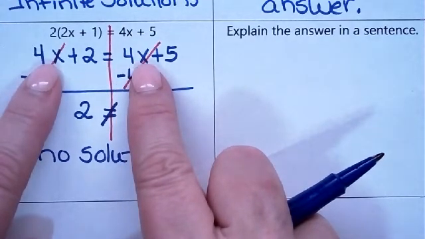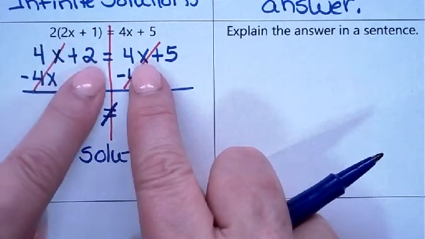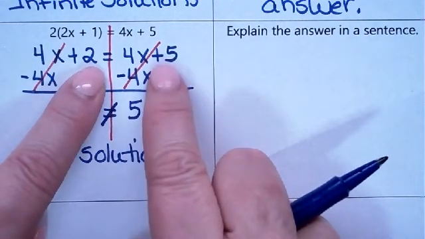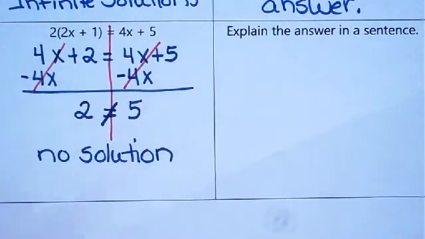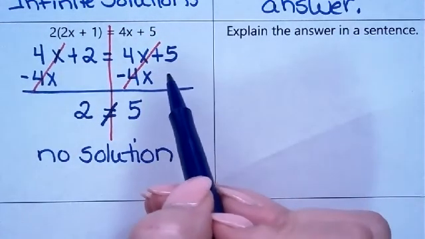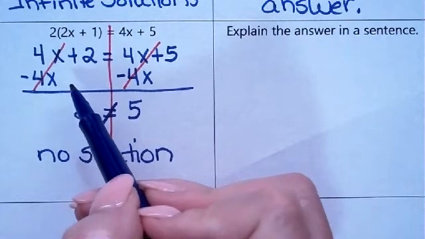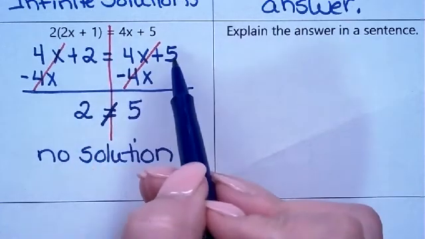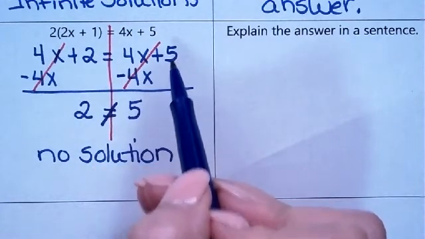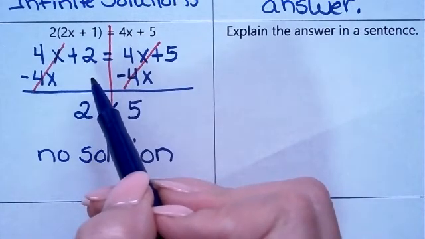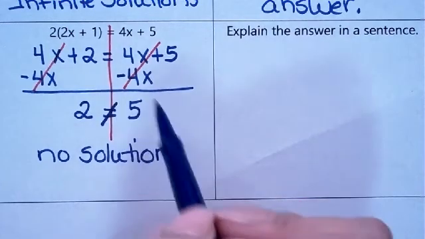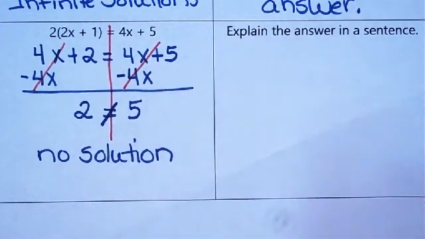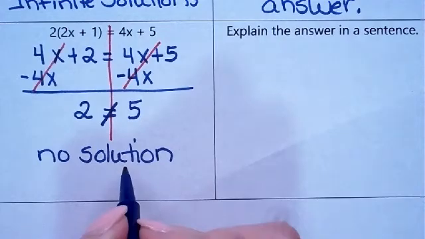But then what happens? On this side, I'm only going to add 2. On this side, I'm going to add 5. This side is always going to be 3 more than this side. Because here I'm adding 2, here I'm adding 5. This one's always going to be 3 more or larger than this side. You're never going to find a number that will make both sides equal to each other. Okay? And that's when we say there is no solution.